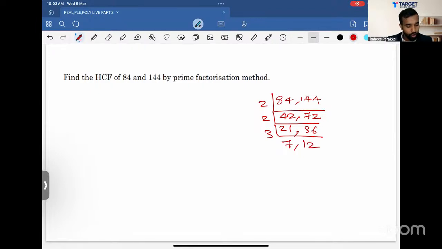There is no common factor now. Highest common factor is called HCF. So 7, 12, it's done. HCF is equal to the outside terms: 2 into 2 into 3. So the answer would be 4 into 3, that is 12. Clear? So we are moving to the next question.